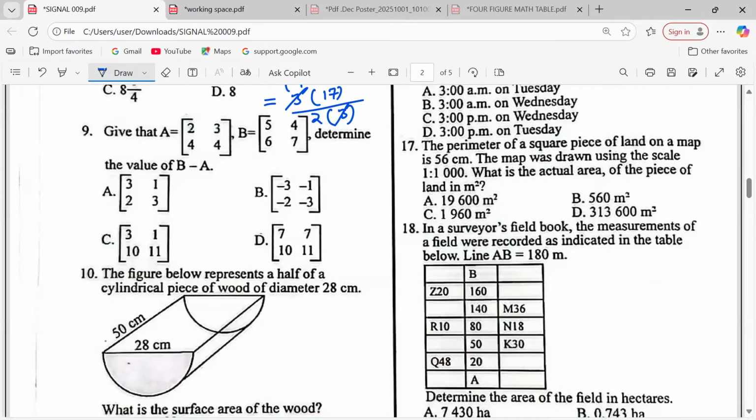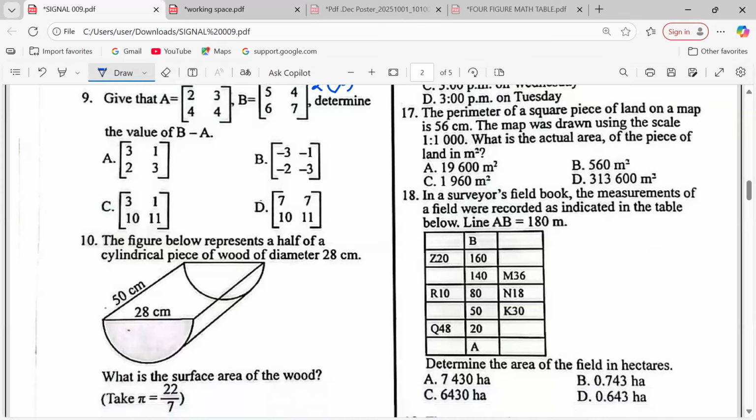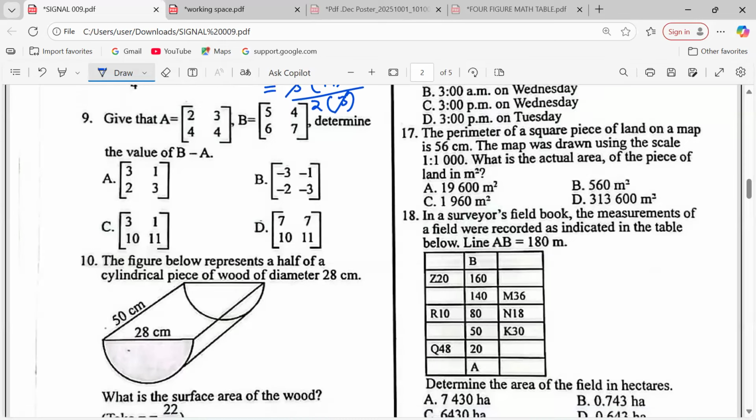Looking at number 9, given that matrix A equals 2, 3, 4, 4, and matrix B equals 5, 4, 6, 7, determine the value of matrix B minus matrix A. When we are subtracting matrices, ladies and gentlemen, we subtract what we call elements in corresponding positions. Elements in corresponding what? Positions. So we're starting with B.